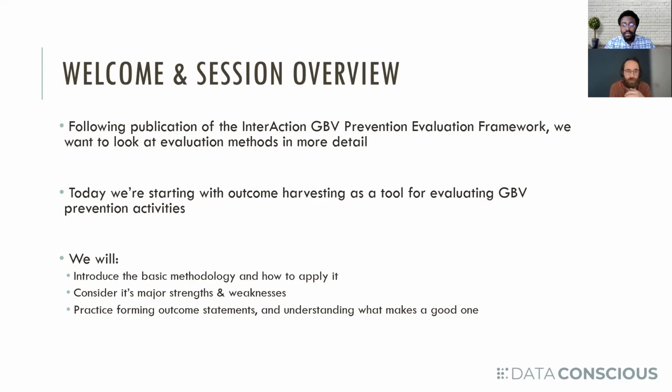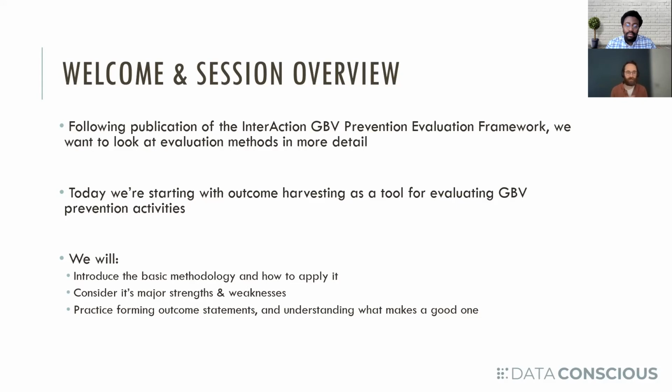And today, what we're doing is zeroing in on outcome harvesting. So that's just one of the tools that are in the framework for looking at evaluating GBV prevention activities. It's actually a tool that you could spend a week looking at. So we've just got to highlight some of the key aspects of that work and provide pointers for further follow-up afterwards. So what I want to do is to introduce the basic methodology and discuss how it can be applied to GBV prevention work, as well as looking at some of the strengths and weaknesses of that methodology, both as an evaluation tool in its own right, but also in application to GBV work.